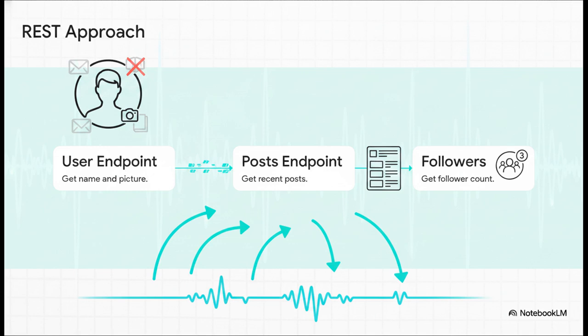If your user is on a spotty cellular connection on the subway, waiting for 3 sequential server requests to resolve before the screen even loads, that is going to make your app feel incredibly slow and clunky.